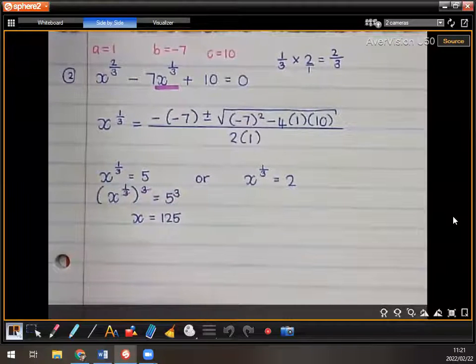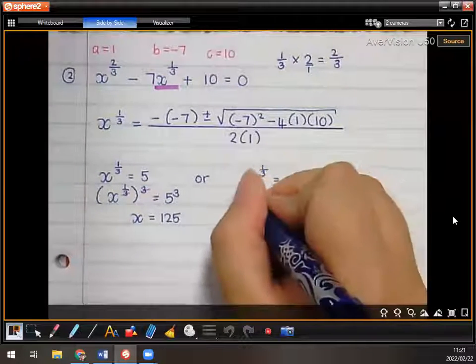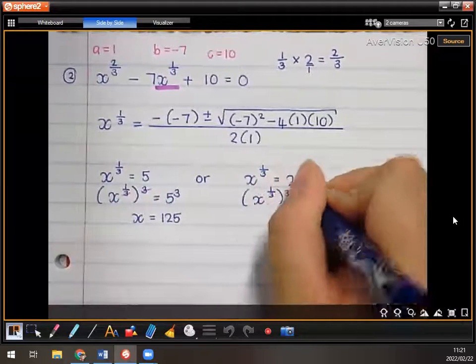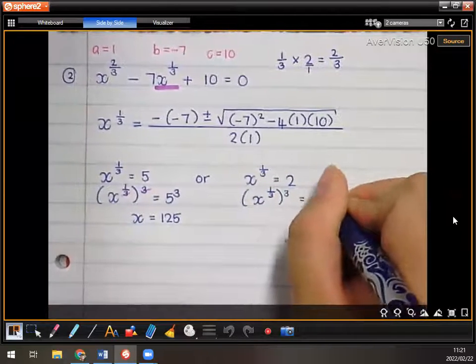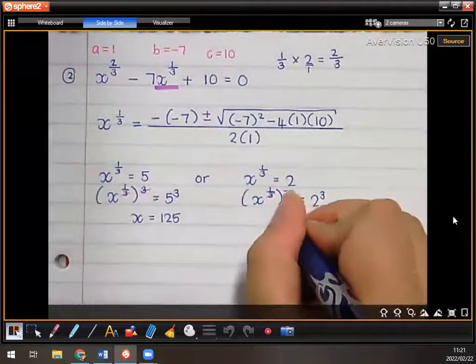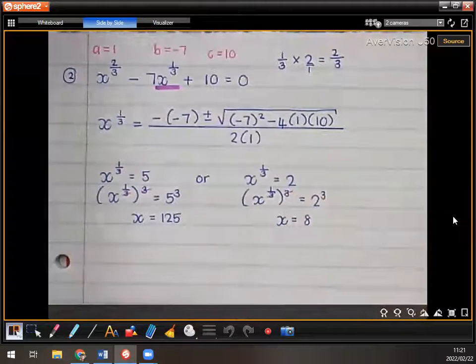We're going to do the same thing on the other side, right? But have the same exponent. So on the other side, we're also going to raise both sides to 3. The threes are going to cancel out. So here x is equal to 8.